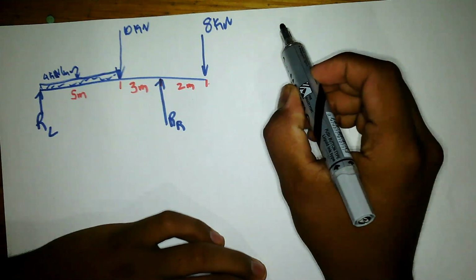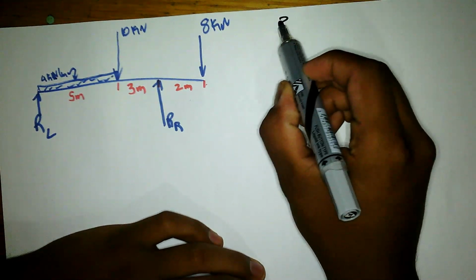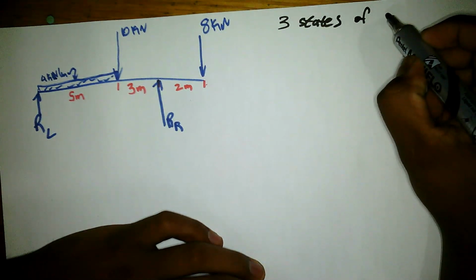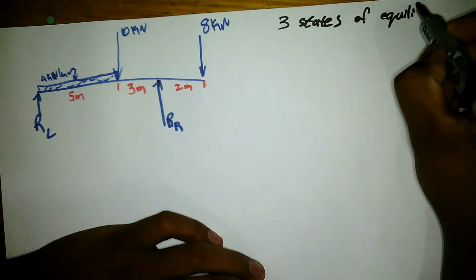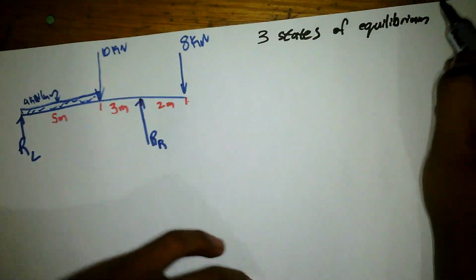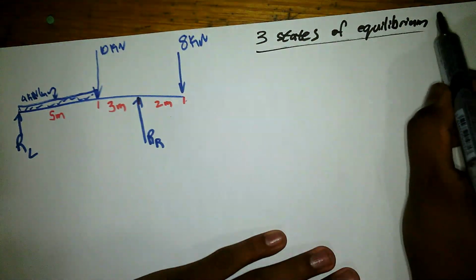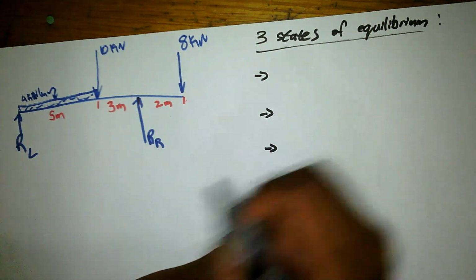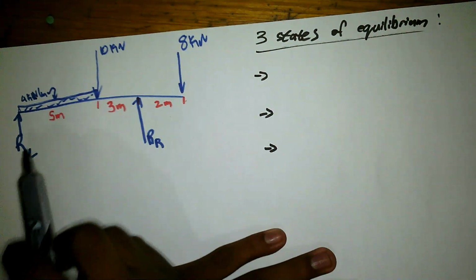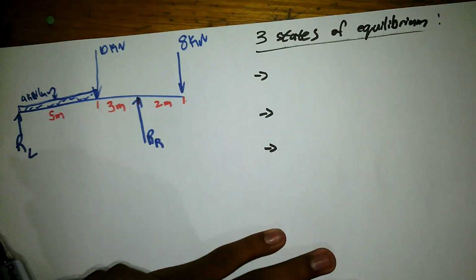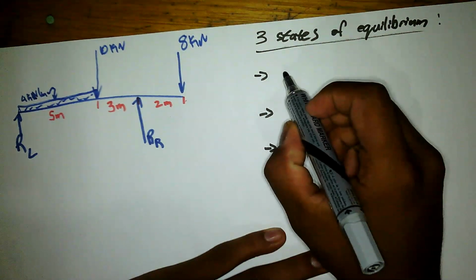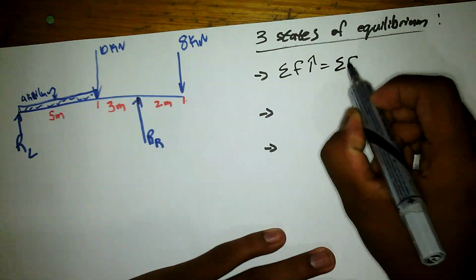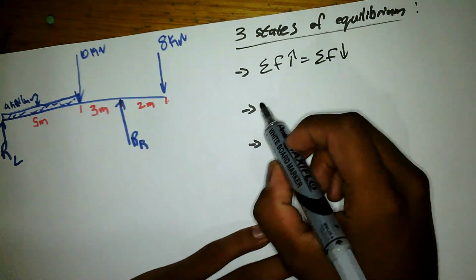We have, let us put it here, three states of equilibrium. So, with the three states of equilibrium, we will be using these three throughout all our moments, from bending moments to shear force to bending moments as well. So that is the sum of the forces upwards equals the sum of the forces downwards. That's a state of equilibrium.